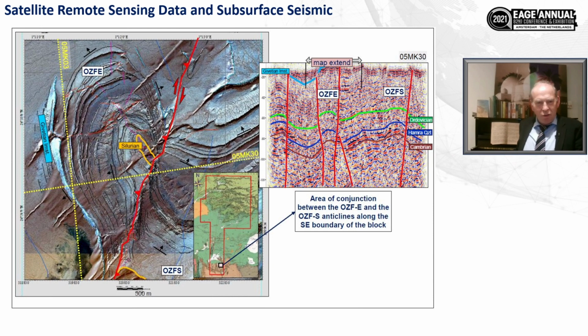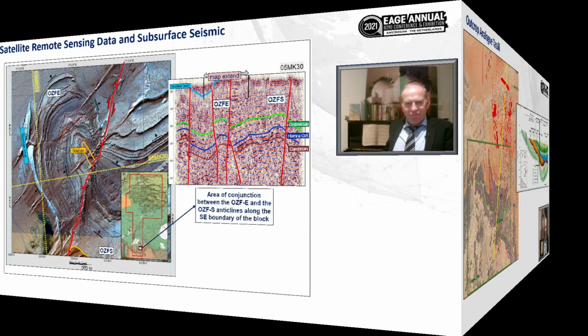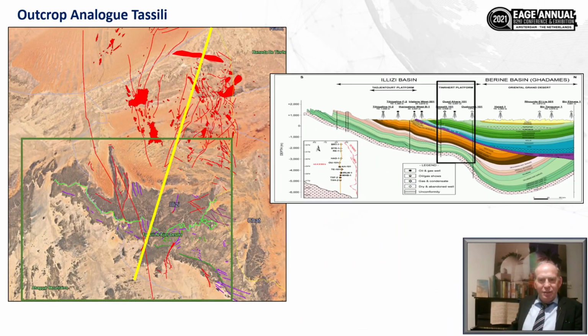An example of Hercynian anticlines outcropping in the eastern part of the area, well defined on the satellite photography, and they can be mapped in great detail and correlated to the structures as visible in the seismic. So one of the main arguments of this presentation is the possibility to connect the subsurface structures to outcropping analogues in the south in the Tassili area. So let's take a look at some examples.